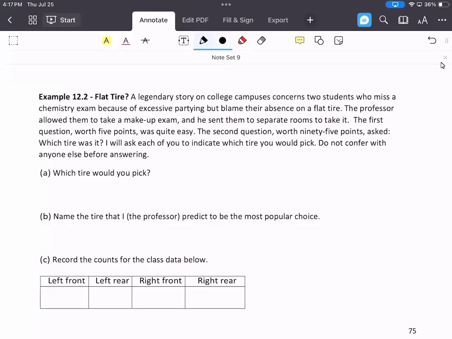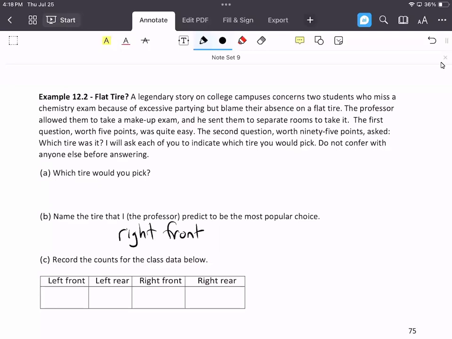An example. Please pause the video and take a moment to read example 12.2, flat tire? Okay, so A, which tire would you choose? Choose one. Would you choose the right front, right rear, left rear? Now, I, as a professor, happen to know that right front is the most popular.